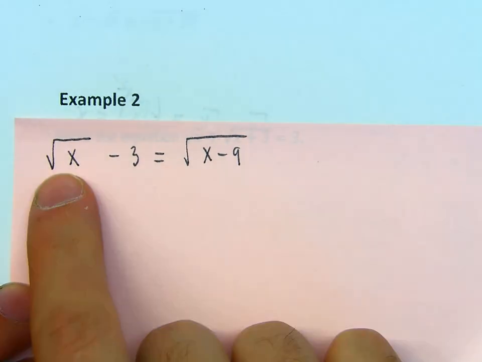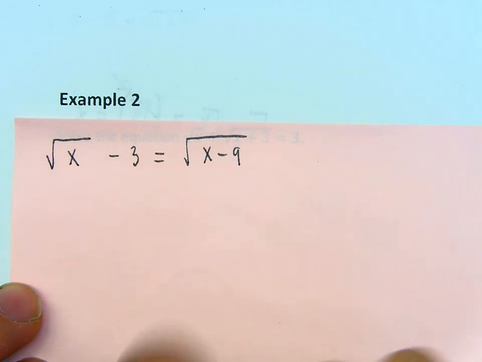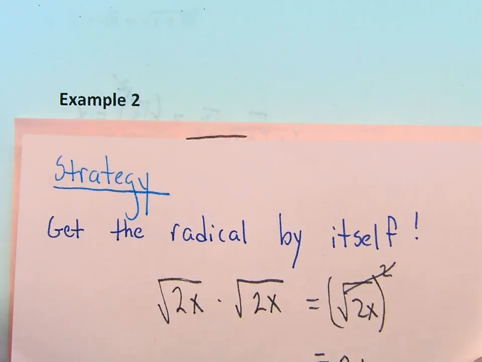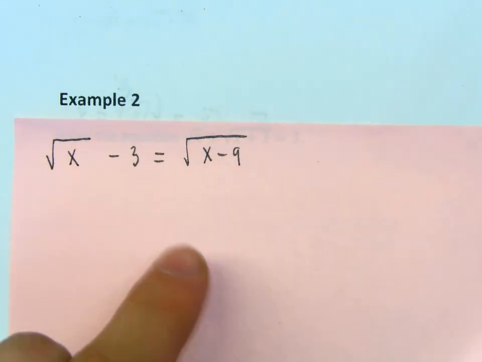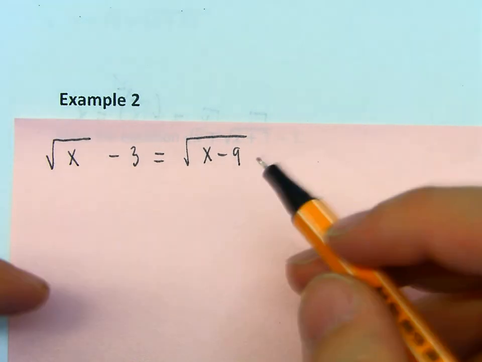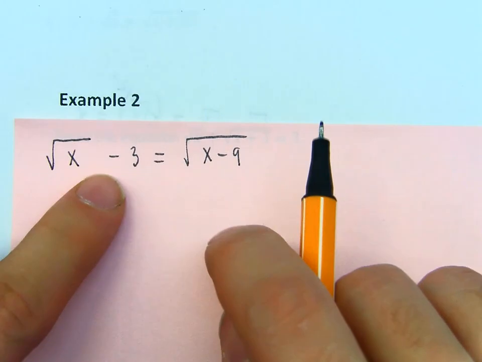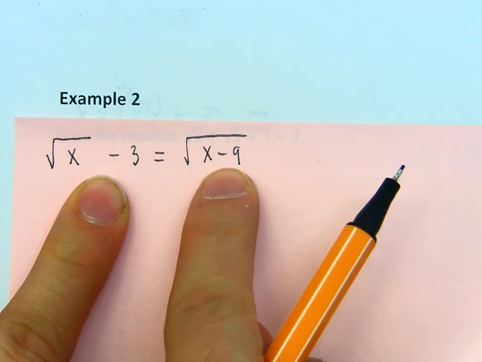And it says square root of x minus 3 is equal to the square root of x minus 9. Now, what is the general strategy when you're solving equations like this? We want to get the radical by itself, right? Like when we solve questions like this. But notice, let's say I want to get the radical by itself. So, what can I do? Notice, is the radical by itself? No. This radical is by itself.